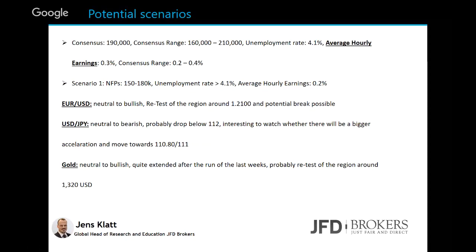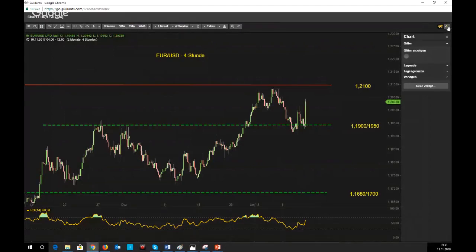More interesting, I think, dollar yen, we have to skip this a little, because the reaction was similar, even though right now with the developments in the days after, we have a too strong bias here, so it doesn't make sense, I think, from a cognitive perspective to look at these developments here in dollar yen. But let's have a look here at gold. So neutral to bullish, quite extended after the run of last week, probably a retest of the region around 1,320. And in fact, the same thing happened here in gold too.